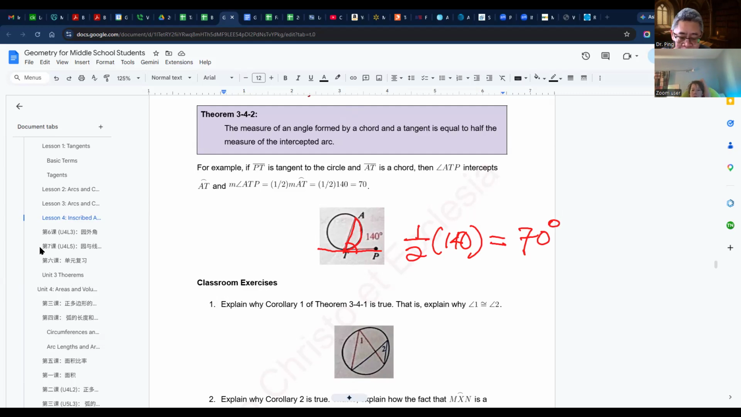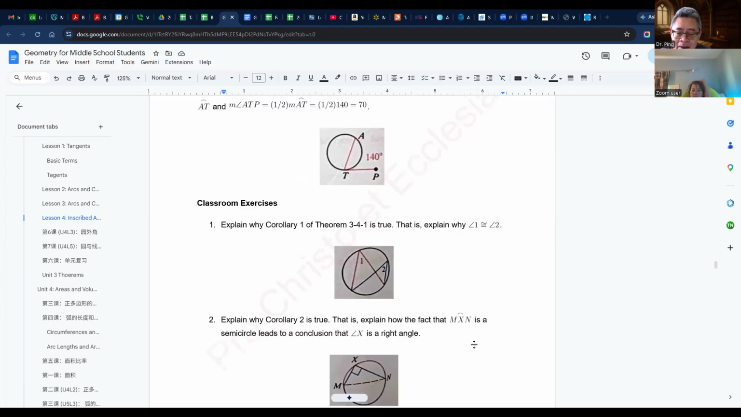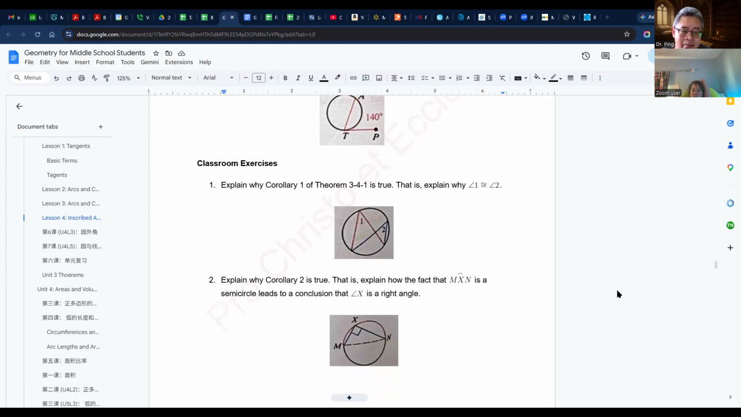All right, so now we're going to do some classroom exercises, okay? The first one is: explain why corollary 1 of theorem 3-4-1 is true. That is, explain why angle A is congruent to angle 1 is congruent to angle 2. Good?